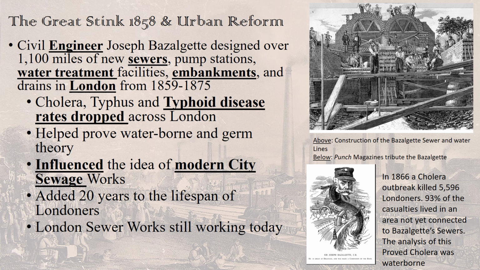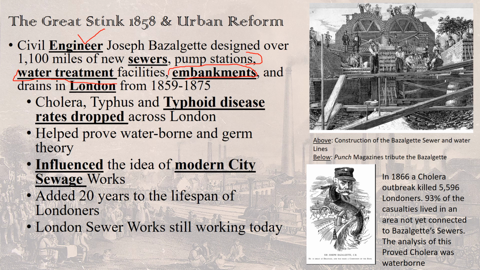Well, in 1859, they appoint this engineer, Joseph Bazalgette. And they say, all right, we've got this problem. The river is horrifically polluted. Fix it. And so he designs 1,100 miles plus another 82 miles of internal main pipelines of new sewers, a series of industrial coal-powered pump stations and water treatment facilities to filter water out, and a series of embankments.